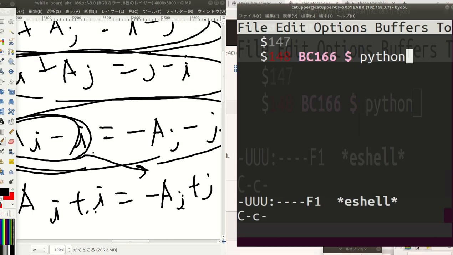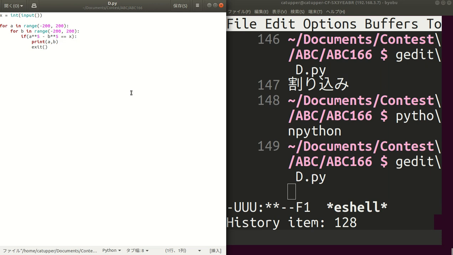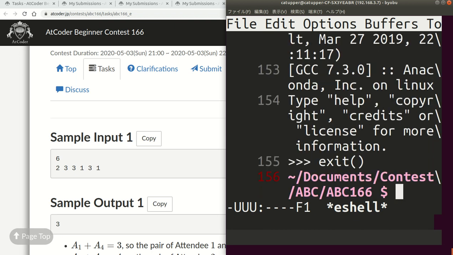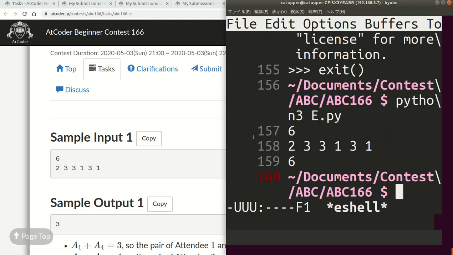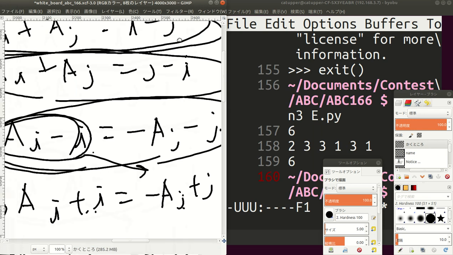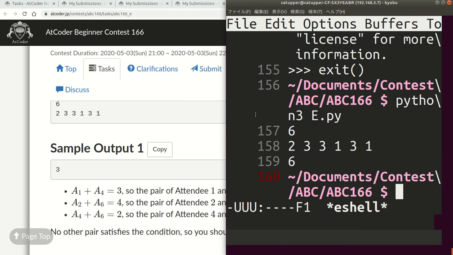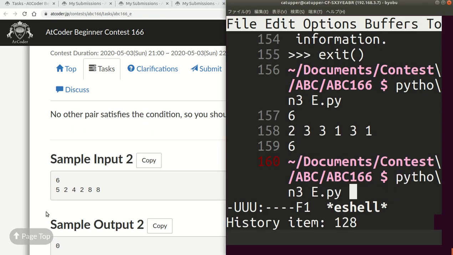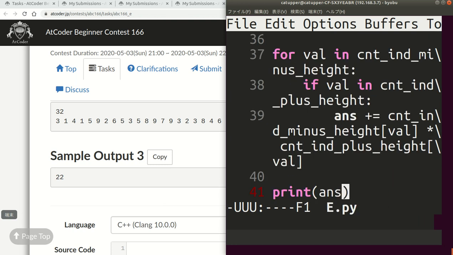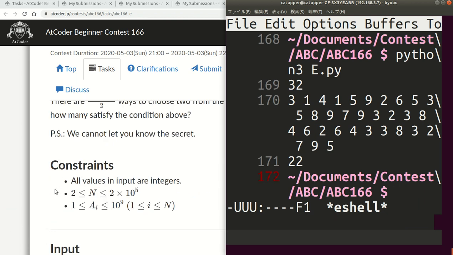But before that, let's check how it goes. Python 3, python e.py. It outputs 6. Yeah, it's too big, but why 6? In fact, they count 2 times. Yes, of course it counts 2 times, so we have to divide by 2. We double count all pairs, and it's okay.